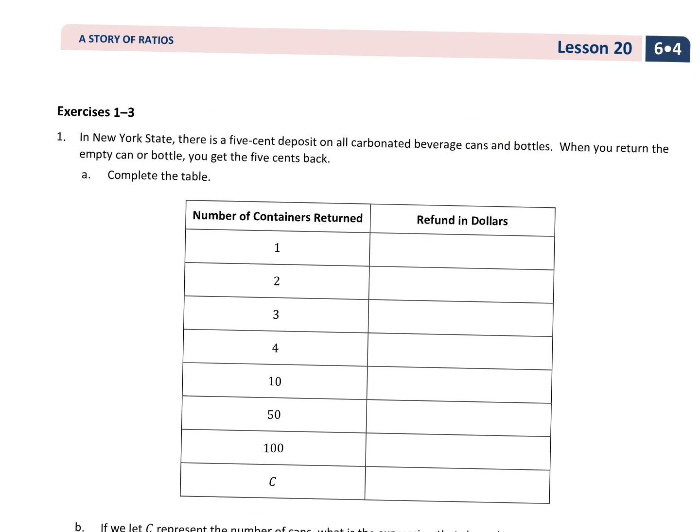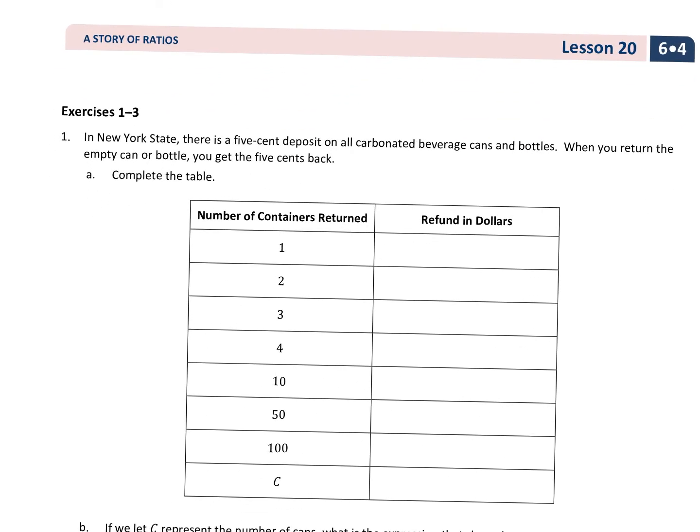I'll help get you started on this. You guys are just going to work on exercises 1 through 3, but I have a couple little hints to throw out there. For exercise 1A, this says complete the table, and it says in New York State there's a 5-cent deposit on all carbonated beverages and bottles. When you return the empty can or bottle, you get 5 cents back. So that's a refund. You're getting money back when you send them the bottles.